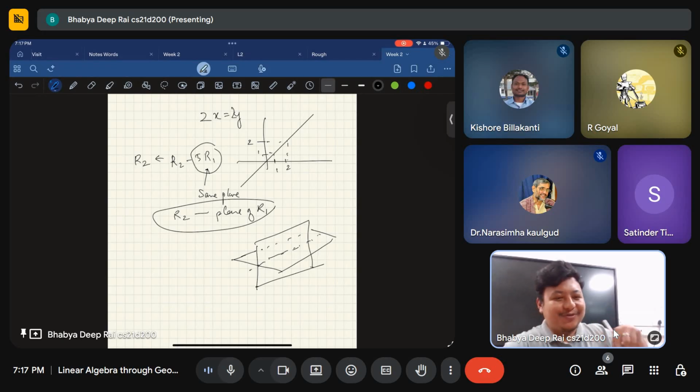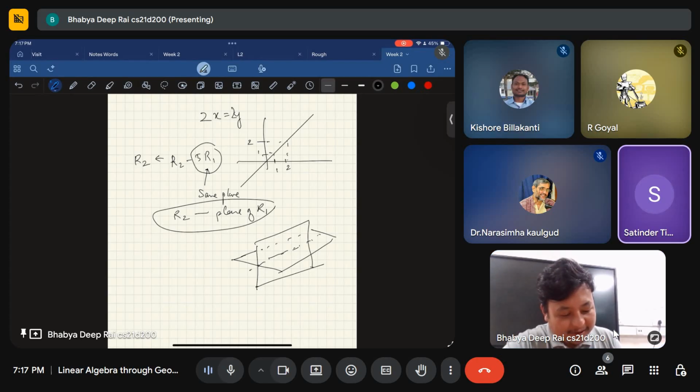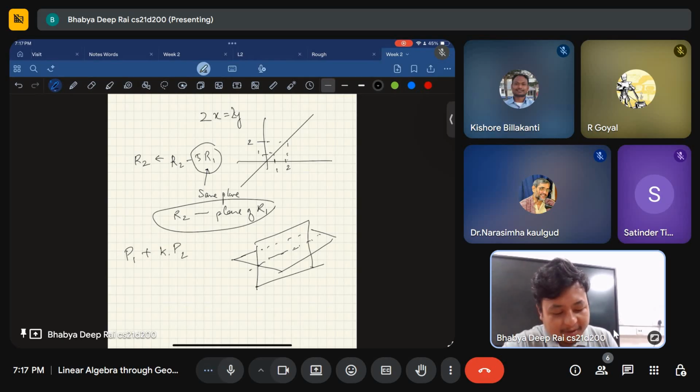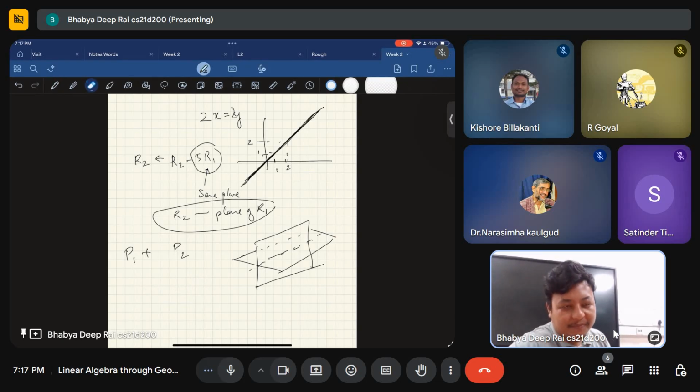But if you say it passes through the common line, how does it look? Satinder, that's right. If I have one plane P1 and I do K times P2, or let's remove the K for simplicity, because for any P2 the plane represented by K times P2 is still the same. It does not matter if I do 2x equals 2y or 3x equals 3y, it represents the same line. So let's say P1 plus P2 is the family of planes that passes through the intersection of P1 and P2.